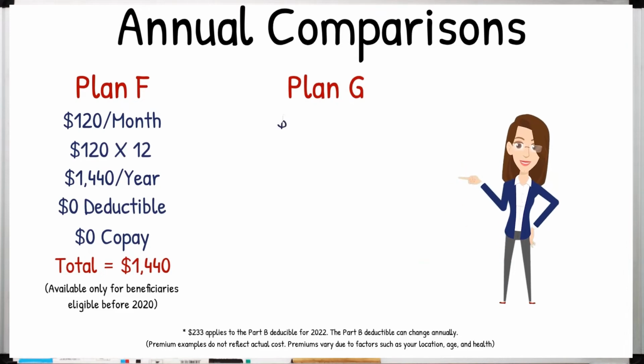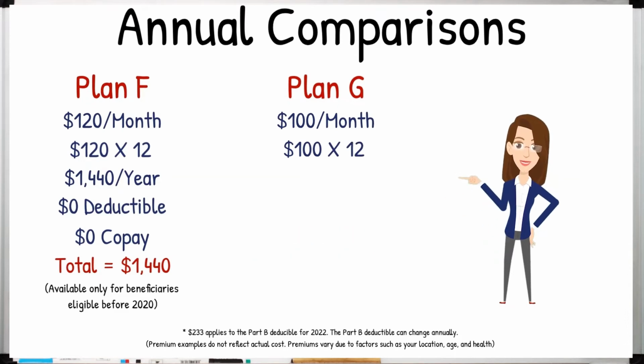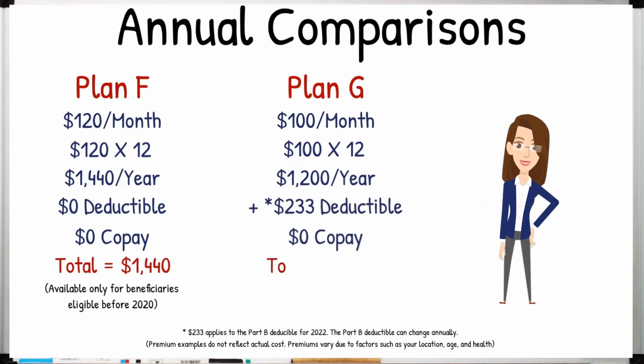Now let's go over an example of the monthly premiums for Plan G. Let's say Plan G costs $100 in monthly premiums. If you multiply that by 12, that gives you a total out-of-pocket annual premium of $1,200. In addition to the annual premium, you'll be responsible for the Part B deductible. Now, it's important to compare your total out-of-pocket costs with Plan G and Plan F because some might find that Plan G is cheaper than Plan F when you consider the annual out-of-pocket cost in total.